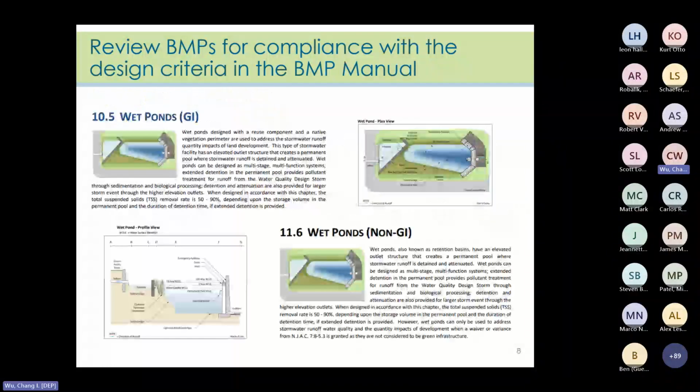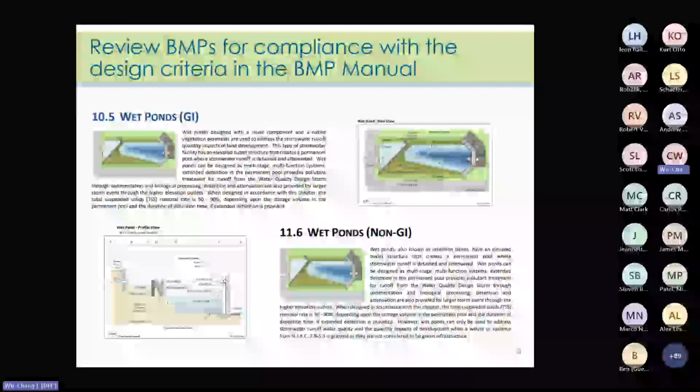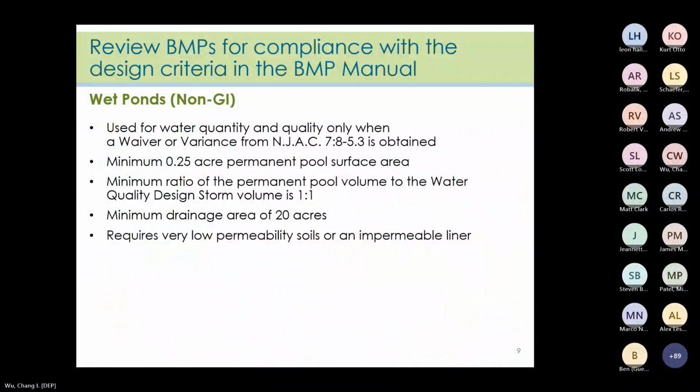Okay, and next one. Here's wet pond. A wet pond can be a GI wet pond that is used for water quantity purposes, and also a wet pond that is not a GI, which needs a variance or waiver. So let's have a little discussion of that. For the wet pond that is not a GI, you can only use it for water quantity or quality when a waiver and variance is obtained.